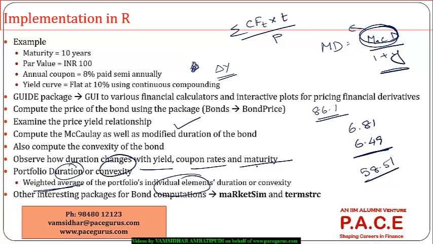So this is one major tool, guide. Probably there are a few more packages like market sim and term structure, which I would be covering slightly later. But here, as far as this particular topic is concerned, where I would like to assess the duration and convexity of a bond or a portfolio, the guide is a much better package.